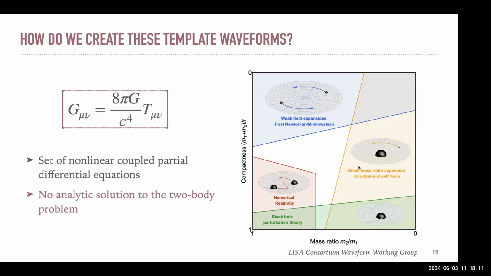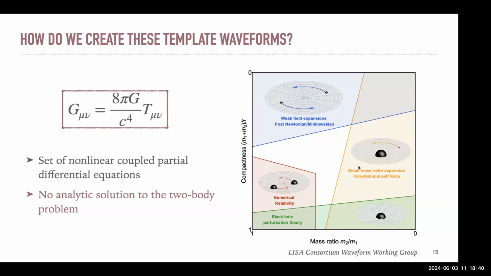Well, we want to solve Einstein's equations, right? That's what we're all here to do with the Einstein Toolkit, is solve Einstein's equations. They're very complicated equations, a set of nonlinear coupled partial differential equations. And for the two-body problem, there is no analytic solution. So we have to come up with other ways of solving. And which way you use depends on what type of system you have.